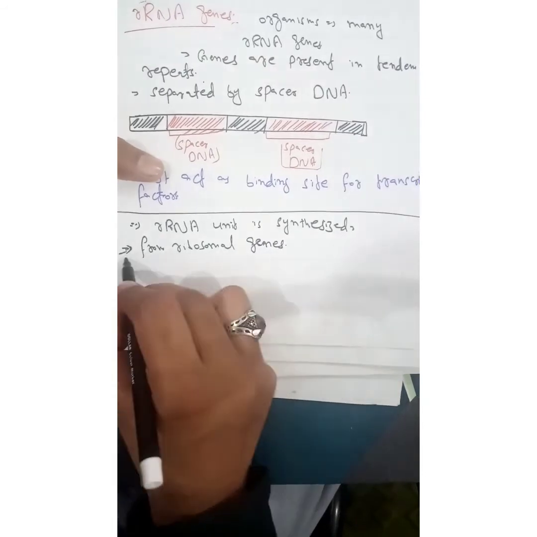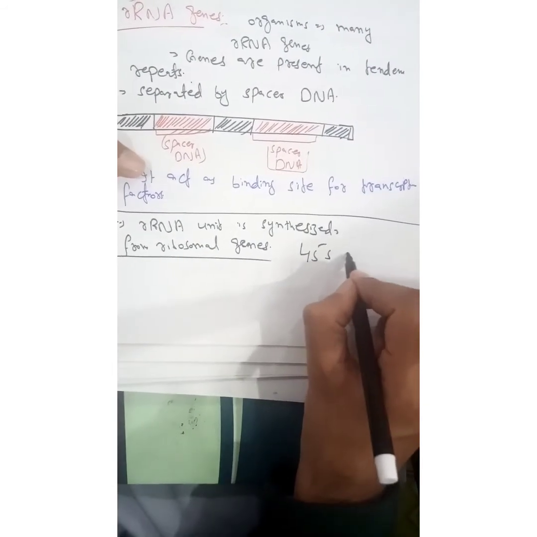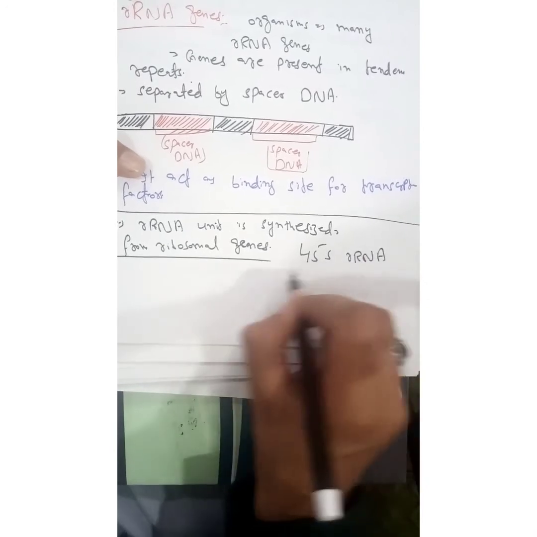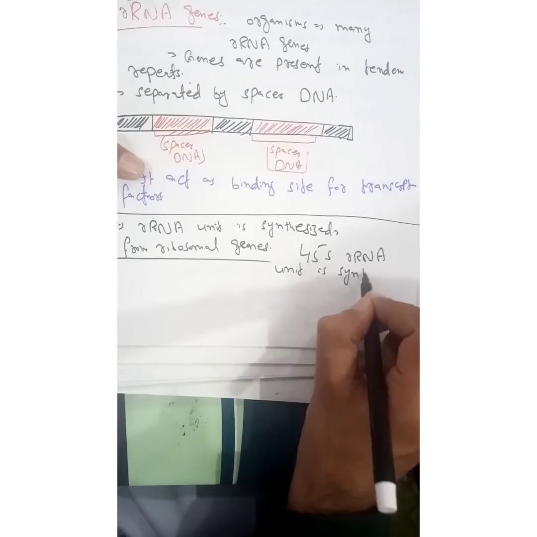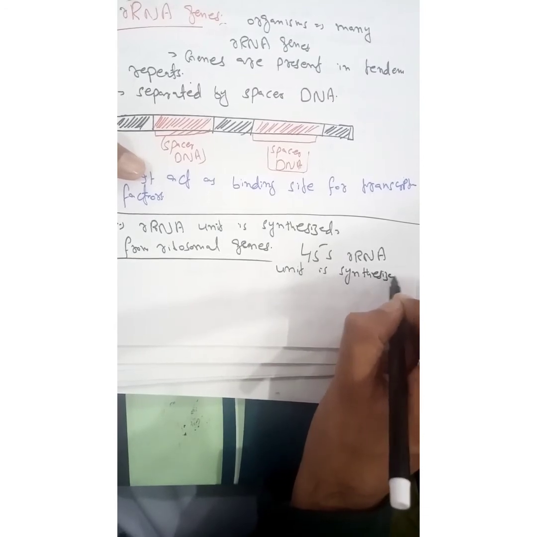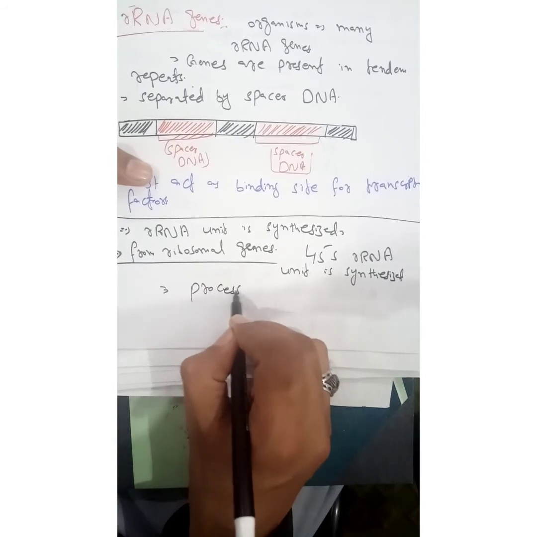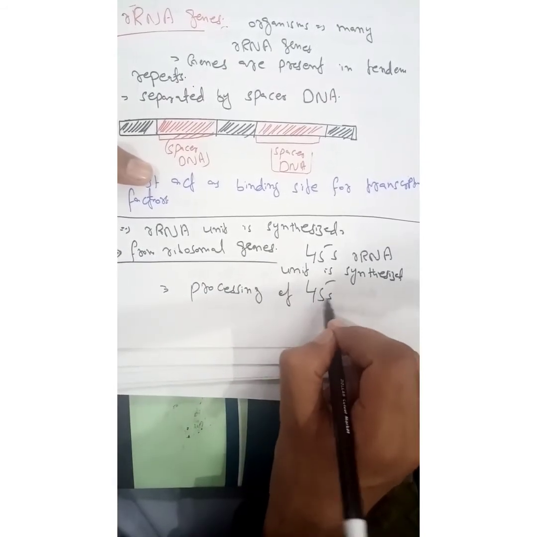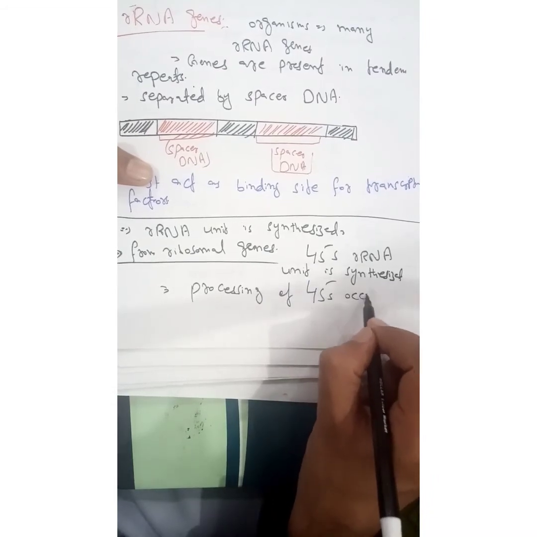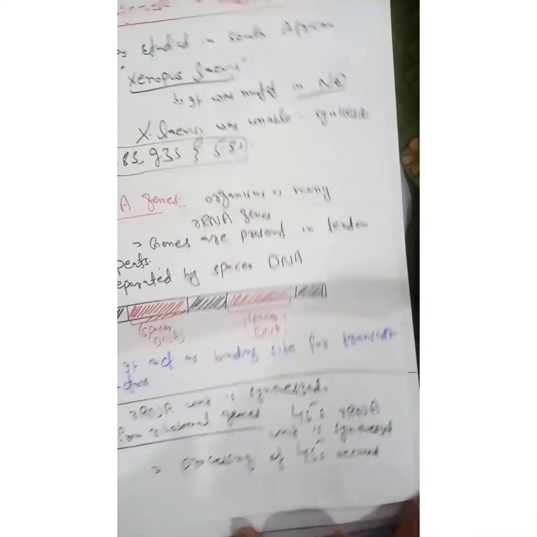From ribosomal genes, the 45S ribosomal RNA unit is synthesized. Now further processing of this 45S occurs, and the mature subunits will be synthesized.